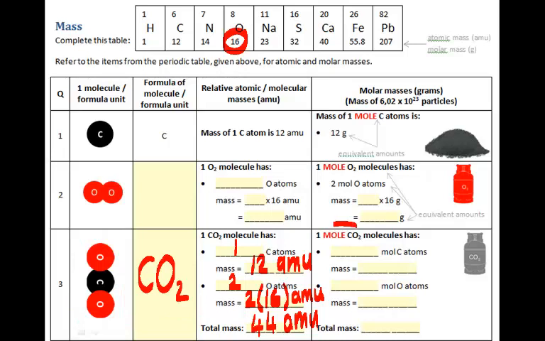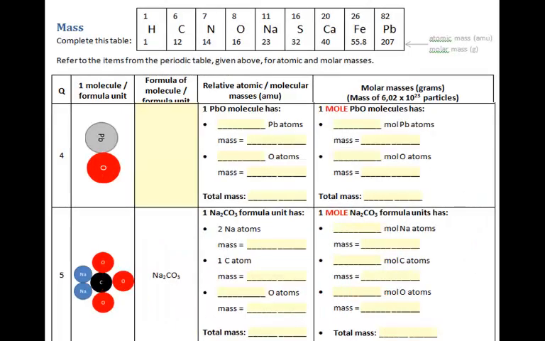What about a mole of carbon dioxide molecules? A whole mole of carbon dioxide molecules contains within it 1 mole of carbon atoms and 2 moles of oxygen atoms. Each mole of carbon atoms has a mass of 12 grams. Each mole of oxygen atoms has a mass of 16 grams. So 2 of them together have a mass of 32 grams. So altogether, 1 mole of carbon dioxide molecules has a mass of 44 grams. Pause the movie while you answer this page yourself.